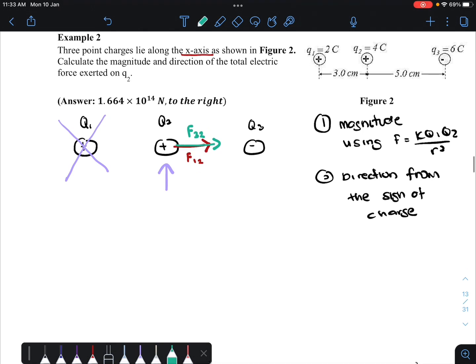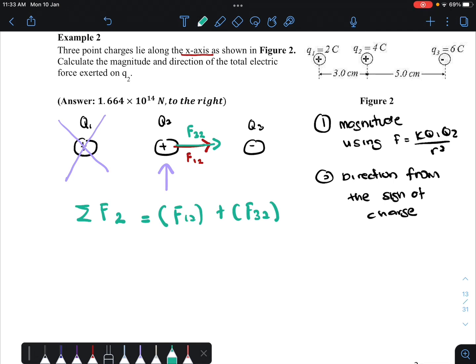Okay, so now kita dah tentukan arah. As you can see here, pada objek kita ada dua force acting. You have to sum them baru boleh dapat total force. Kita nak cari summation force acting on the charge 2. So untuk itu apa kita kena buat adalah you have to sum all the forces. Kita letak F12 campur dengan F32.